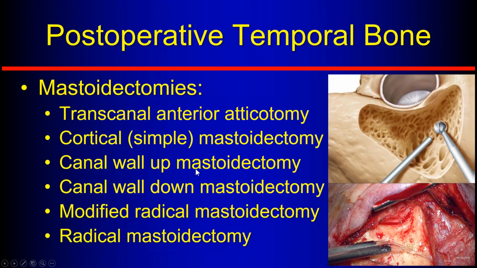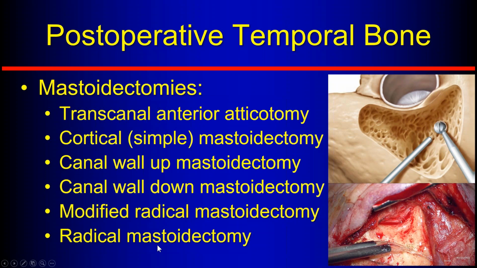Then we have a canal wall up mastoidectomy. If we leave up the back wall of the external auditory canal, the osseous wall, then that's a canal wall up mastoidectomy. If we take down the back wall of the external auditory canal, that's a canal wall down mastoidectomy. Then we have a modified radical mastoidectomy. Here we're resecting the mastoid air cells. We might be resecting a portion of the ossicles, but with a modified radical, we're going to reconstruct the tympanic membrane and the ossicles, maybe with a TORP or a PORP.